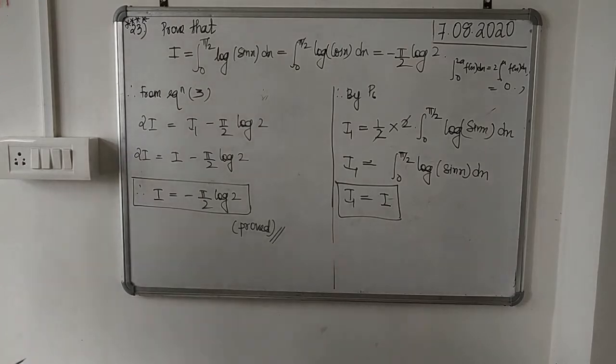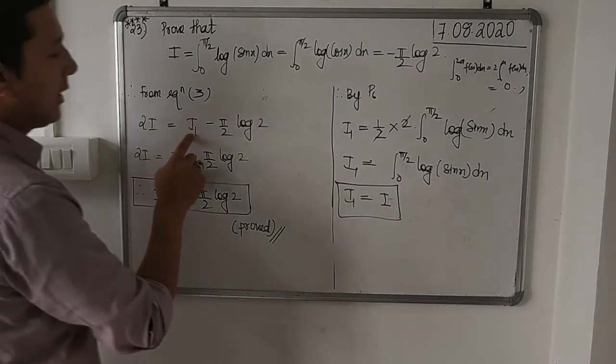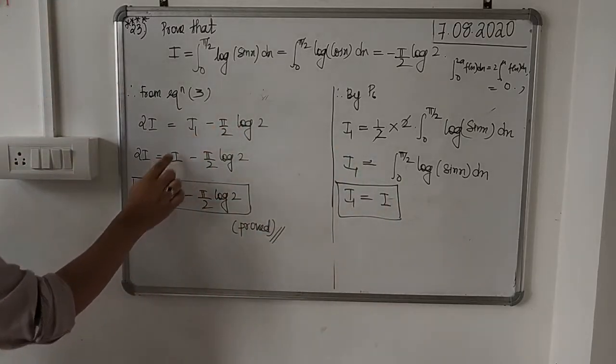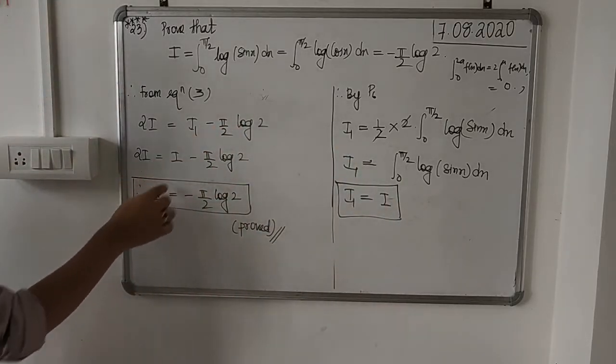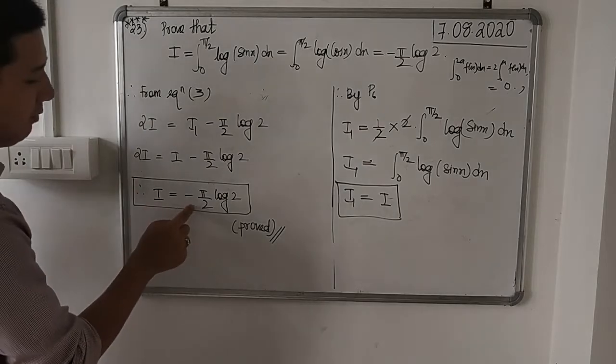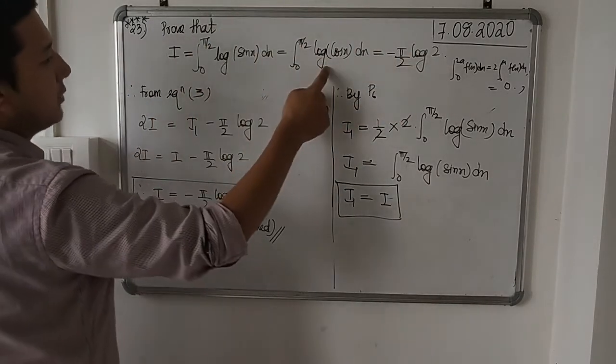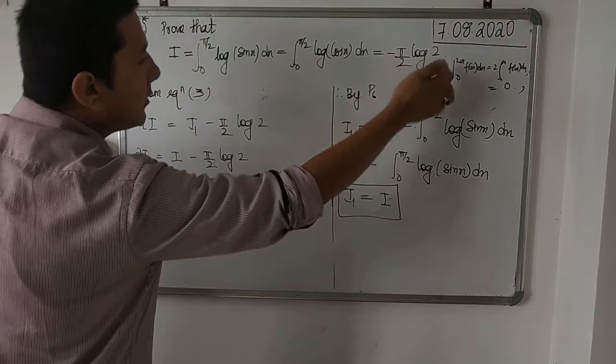So from equation number 3, we have 2I equals I1 minus pi by 2. You got the value for I1. Please put the value for I1, which is I. Bring this side, 2I minus I will be I. Hence the value for I will be minus pi by 2 log 2, which is this. So this is equal to this, and then finally the combination of this is equal to this.